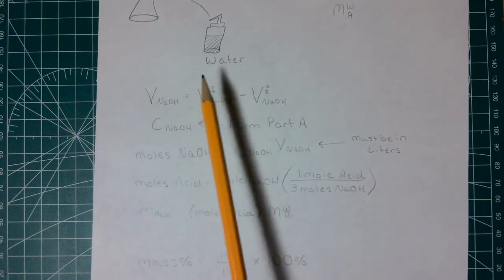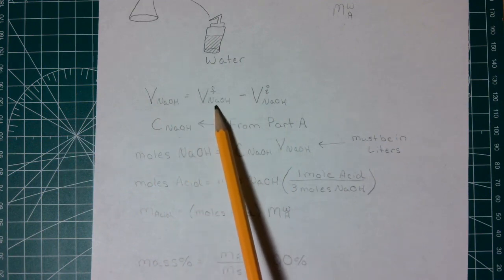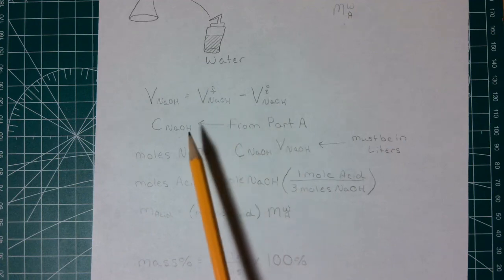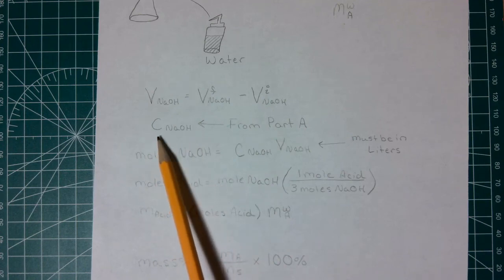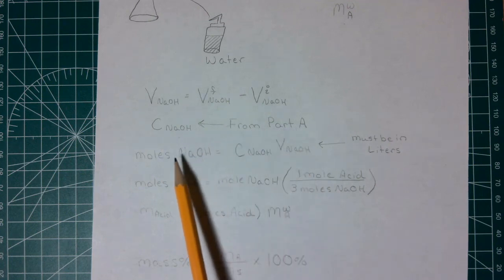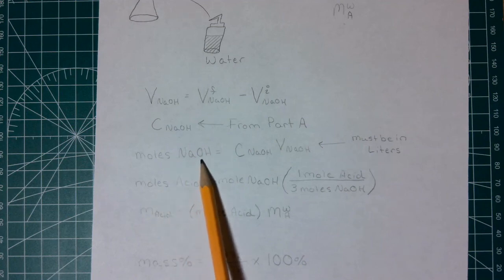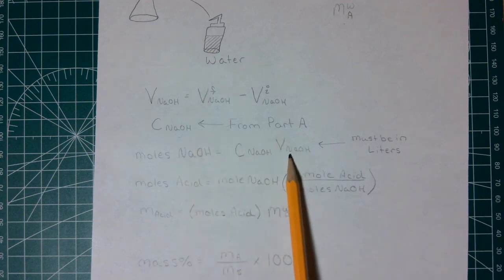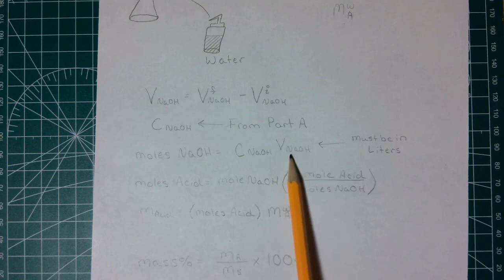We'll calculate the volume of sodium hydroxide as the final volume of sodium hydroxide minus the initial volume of sodium hydroxide. The concentration of sodium hydroxide is going to be from part A, that average value that we used in part B. The moles of sodium hydroxide will be calculated just like it was in part B. We're going to take this concentration, we're going to multiply it by this volume that we just calculated. Again, this must be in liters.